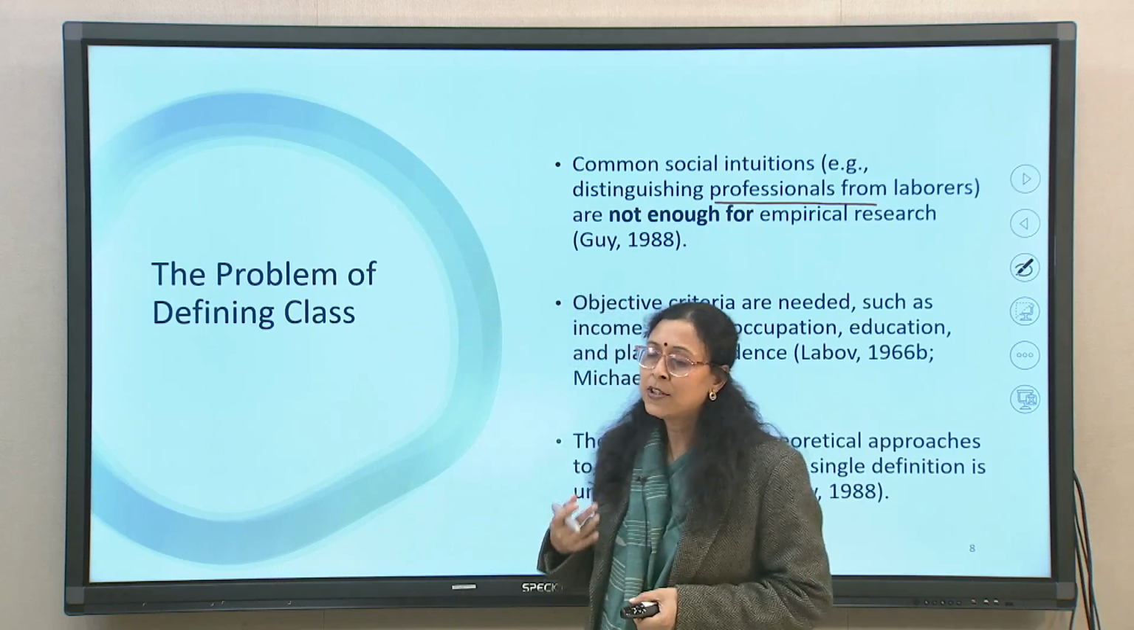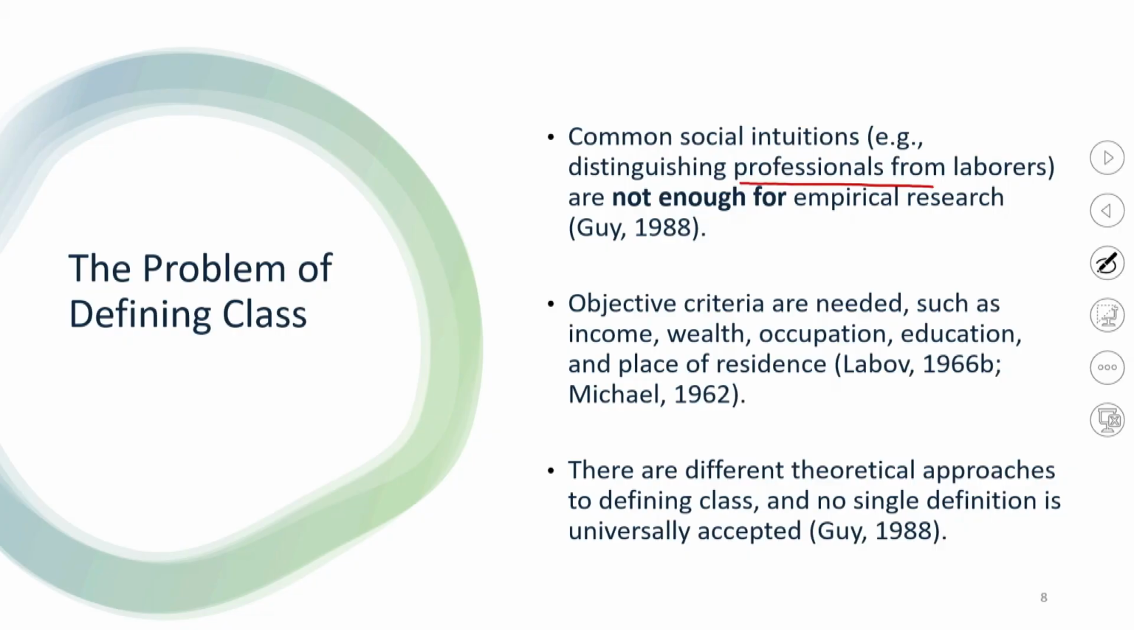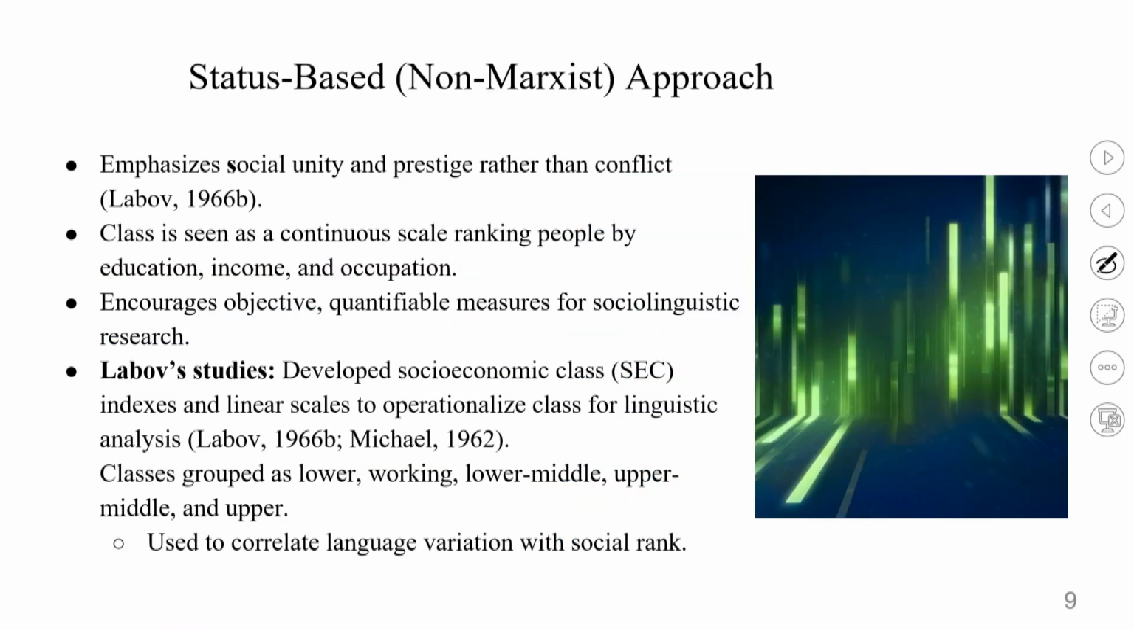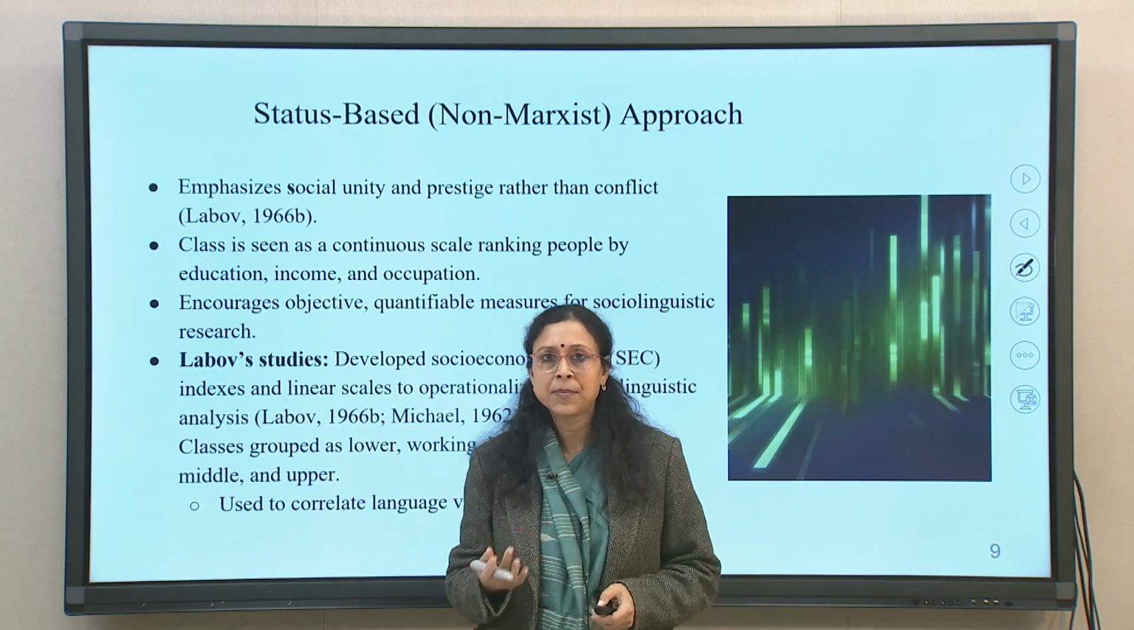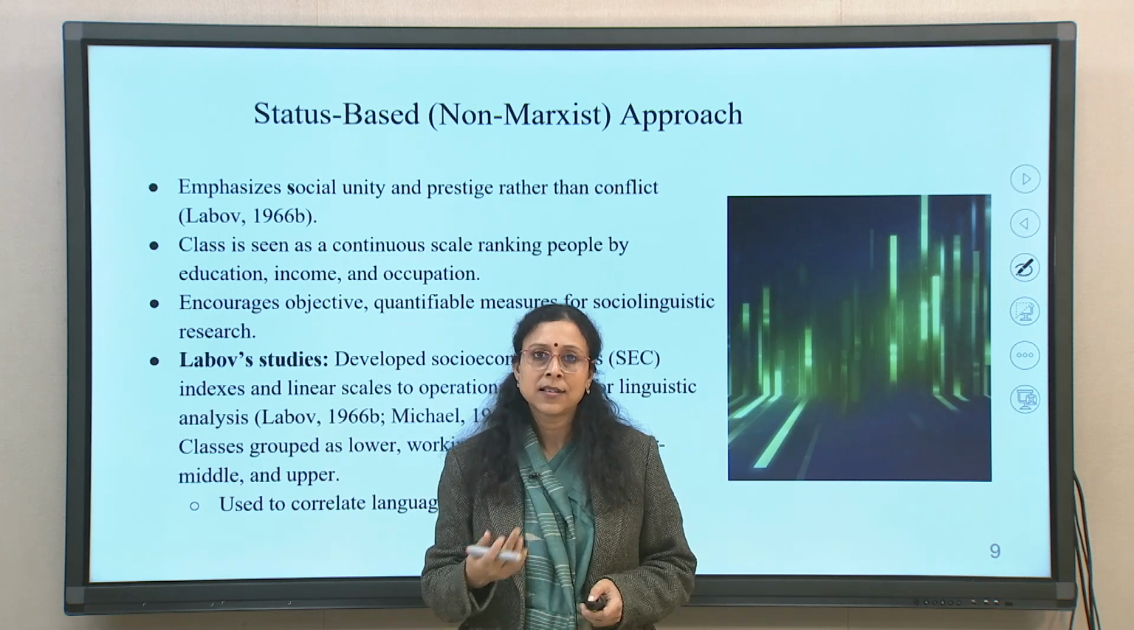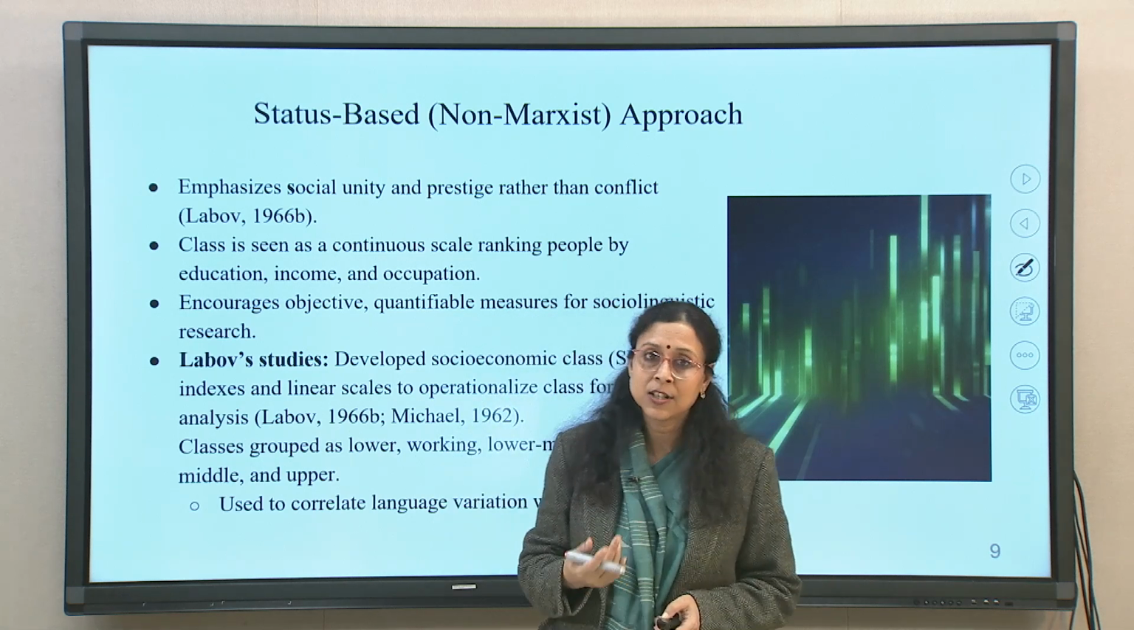So, as a result, objective criteria will be needed, such as income, wealth, occupation, education, because education is always directly connected to occupation and wealth and so on, and place of residence also matters. Now, there are different theoretical approaches that define class, and as a result no single definition is universally accepted, but we will look at the dominant types of class distinction as to how class is understood.